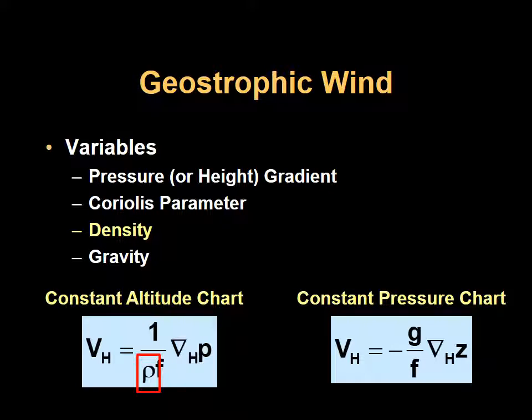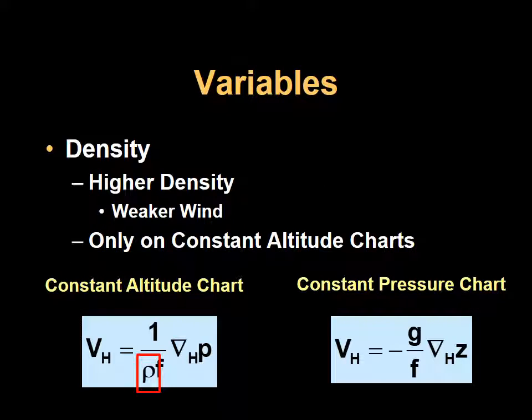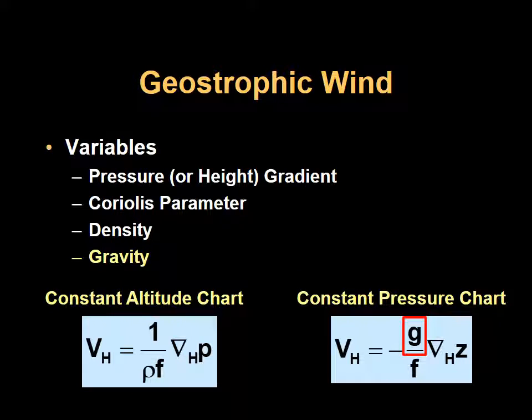And the last few things we'll look at that determine the geostrophic wind strength is, on constant altitude charts, density. And of course, the higher the density, the bigger the density, the weaker the wind. And the lower the density, the stronger the wind. Now that's only on constant altitude charts, and typically we don't really measure density in our atmosphere. The other thing is gravity. And for all practical purposes, gravity is constant through much of the atmosphere. It does vary, but very slightly, so it's not a big factor.